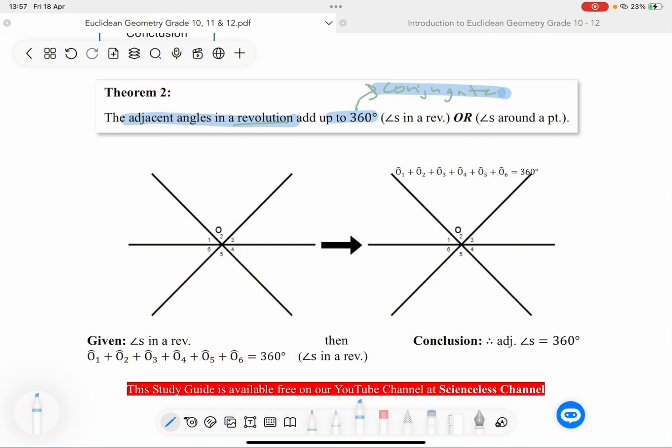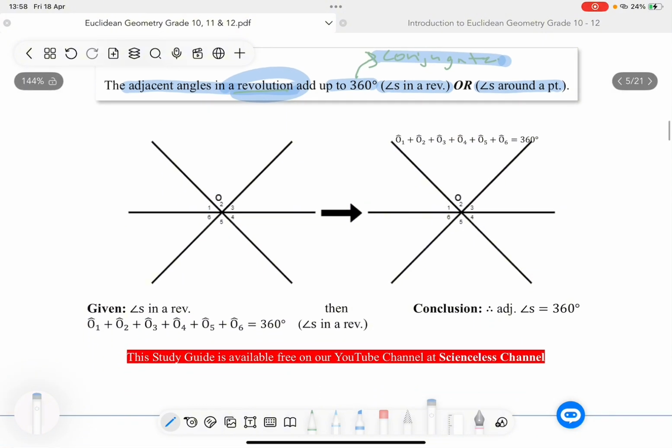This is the reason why, when you look at our short way of writing this theorem, we say angles in a rev to mean angles in a revolution. Because remember, our short version is actually the given data, the given part of the theorem. Another way of writing this theorem really is to say that angles that are around a point, because we said revolution is actually angles that are around a point.